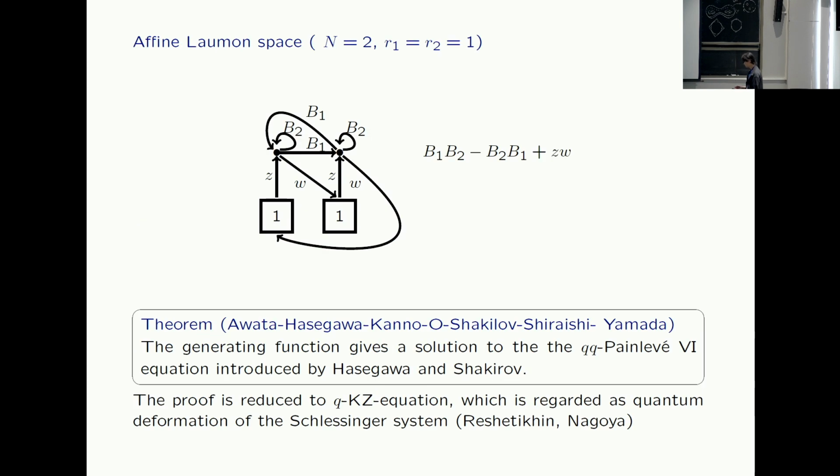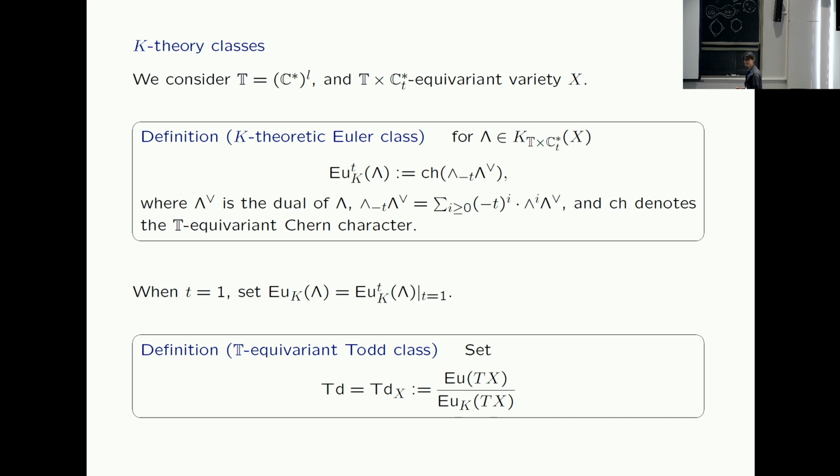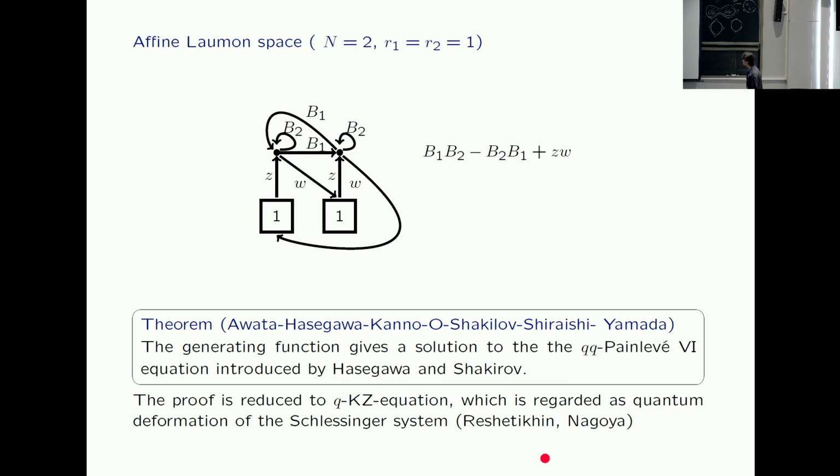So we take a vector space, but we vary the vector space on these vertices. And then we can consider the generating series. Later I will introduce the generating series.